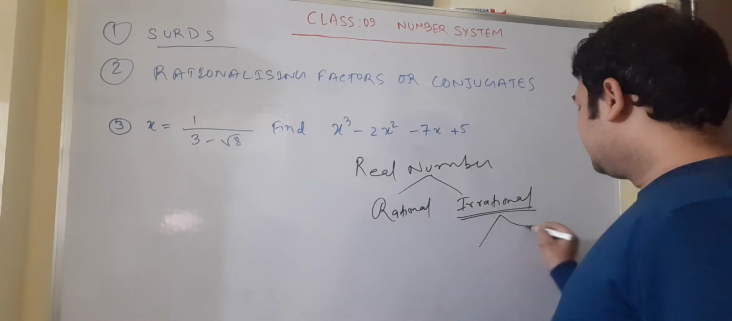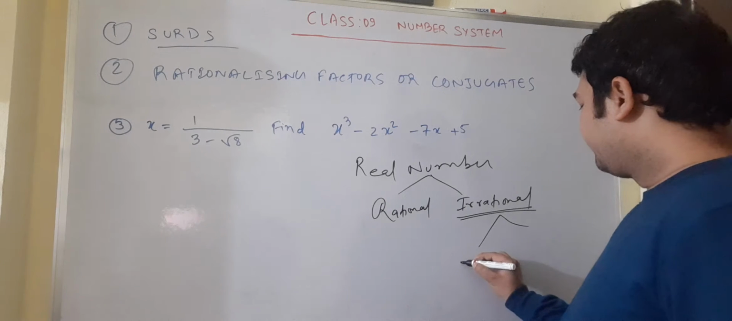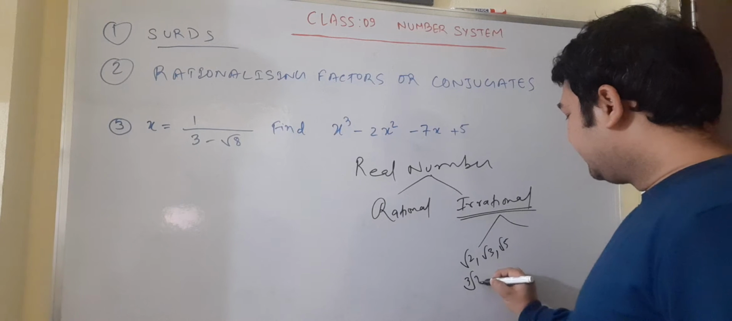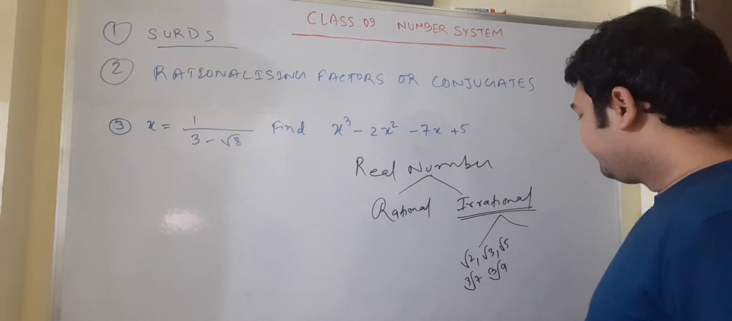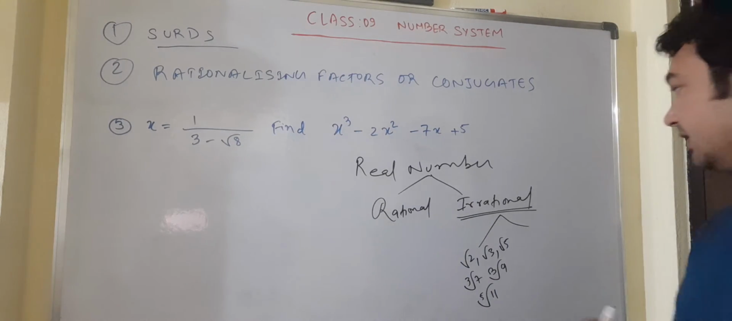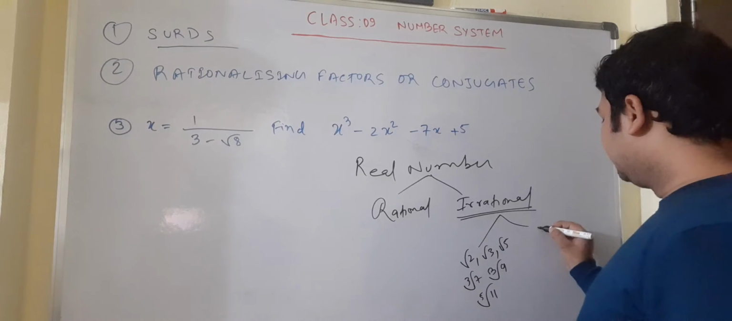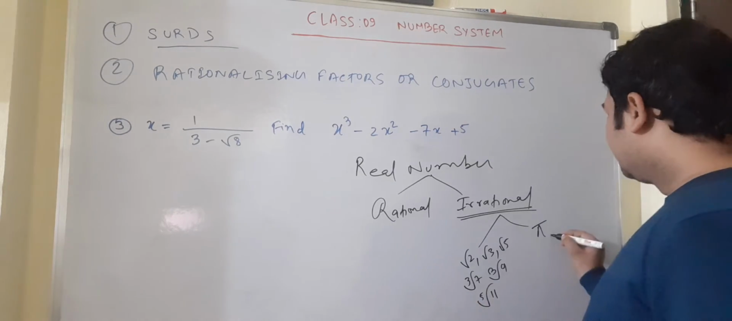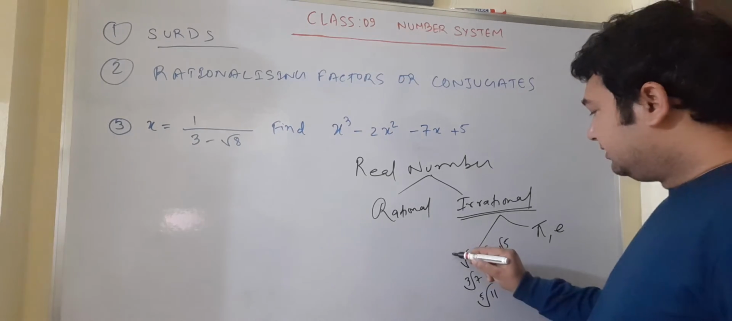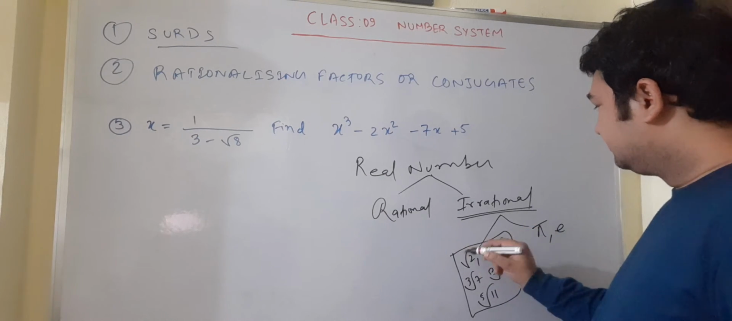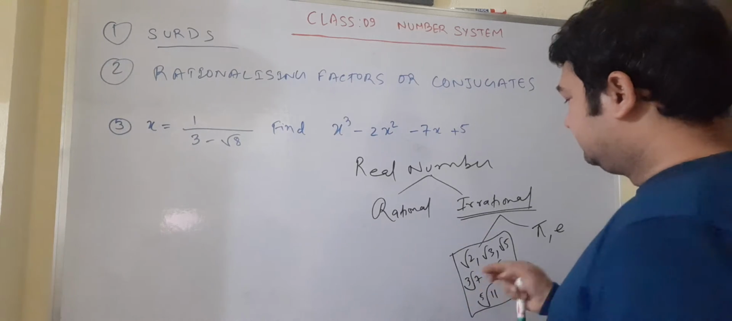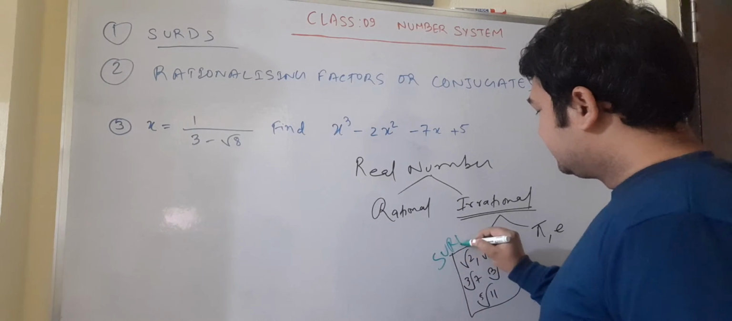Irrational numbers are of two types: root 2, root 3, root 5, cube root of 7, cube root of 9, fifth root of 11. These are all irrational numbers of one kind, and another kind, pi, is also an irrational number. The symbol e, it has some value, is also an irrational number. So this type of irrational number is called surds. These are surds.